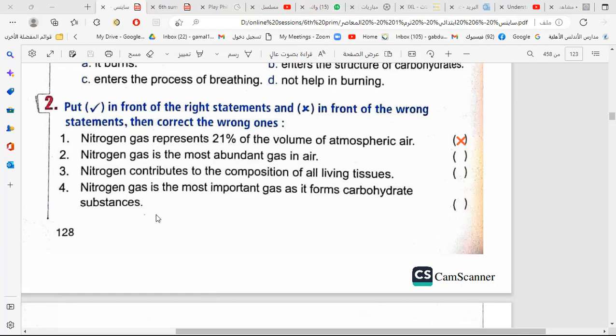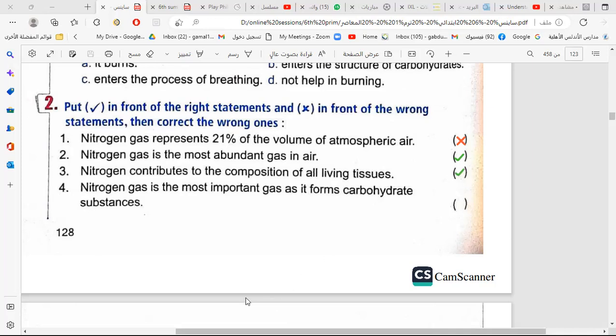Let's finish, inshallah. Omar Wael. True. Most abundant gas. True. Thank you, Omar Wael. We are almost done, guys. The next will be Mahmoud. Nitrogen contributes to the composition of all living tissues.